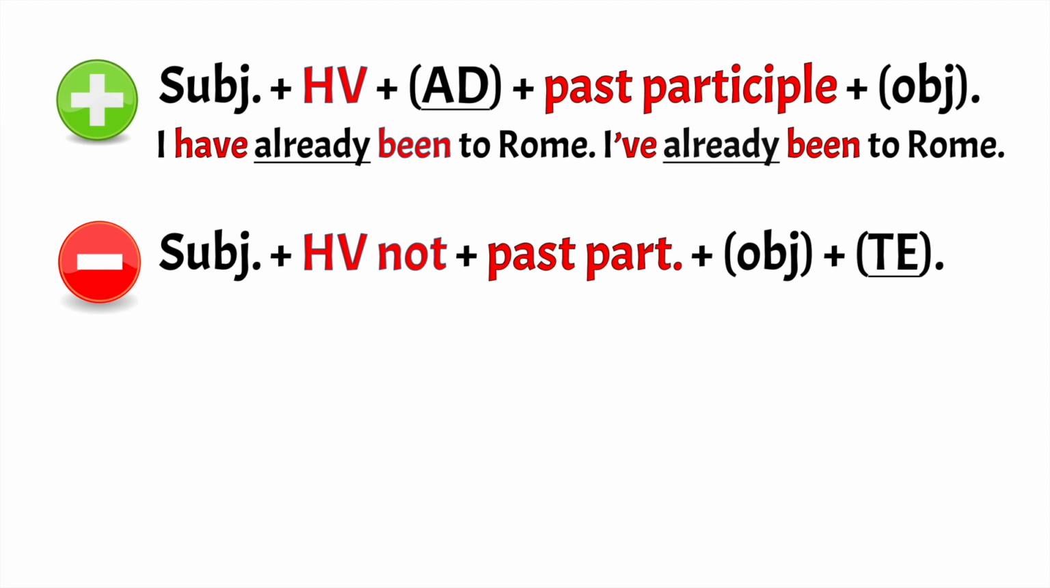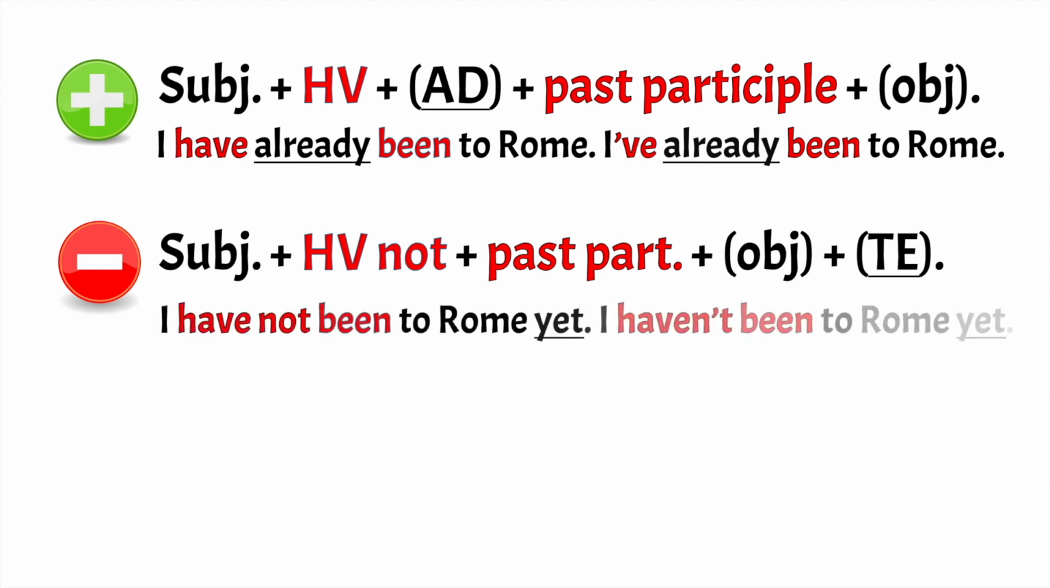We have the subject, then the helping verb plus not, then we have the past participle, then there may be an object, and the time expression. In this case, I chose an adverb, which we are going to see at the end of the sentence. I have not been to Rome yet. As you can see, yet is an adverb and is placed always at the end of a sentence.